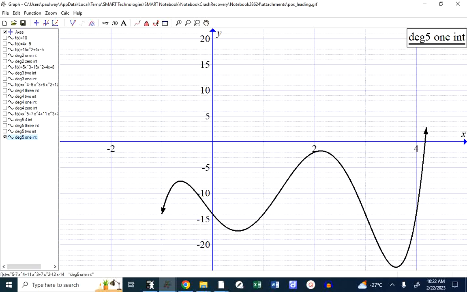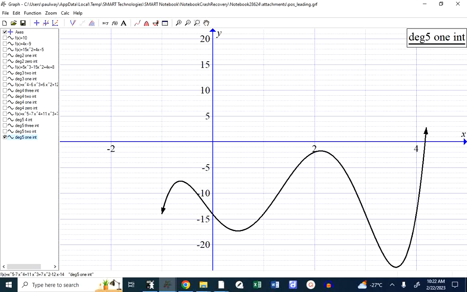So what have we learned? If the degree is 0, that's the exception. It's a horizontal line with no x-intercepts. Okay? If the degree beyond that, higher degrees, is an odd number, then there must be an x-intercept, and the number of x-intercepts can be anything from 1 up to the degree.